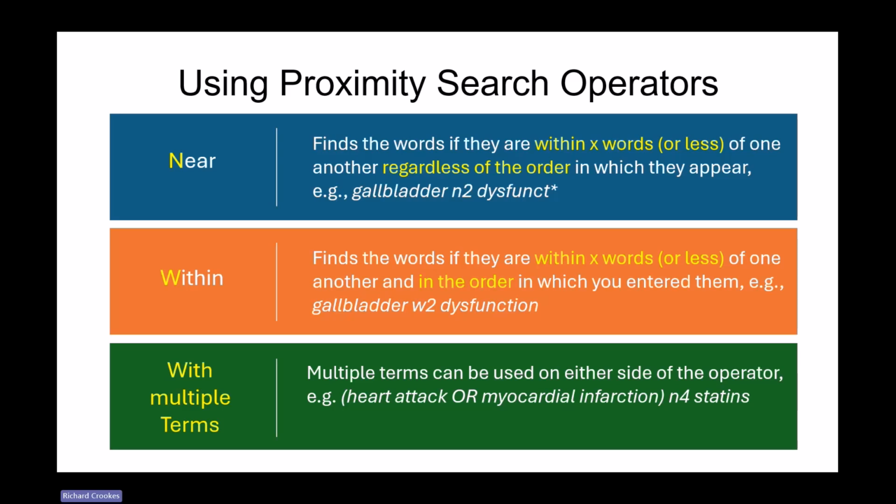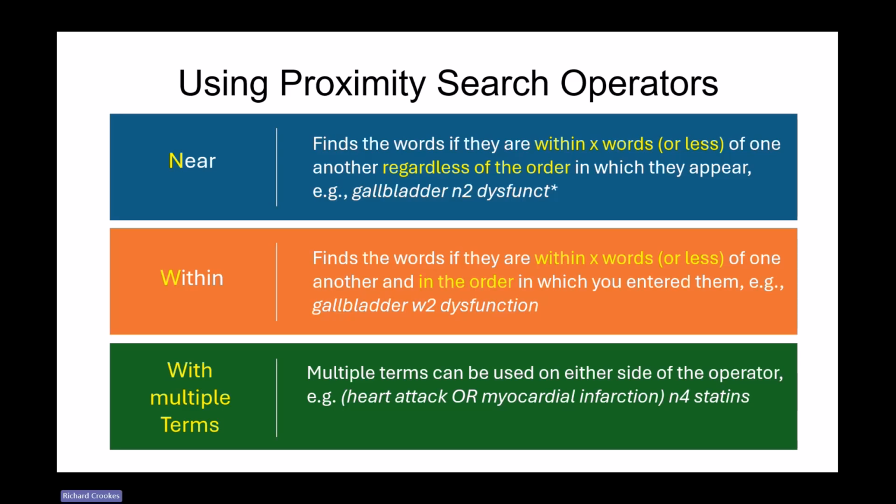So N means the words are near each other, so they're in any order, but 2 would indicate 2 words or less. Okay, that's the word range. So it is literal. And then changing that to W2, you'll be looking only at gallbladder within 2 words or less of dysfunction. Okay, so it wouldn't be dysfunction within 2 words of gallbladder. So again, near, regardless of the order, so in any order, within is in the order you enter them.